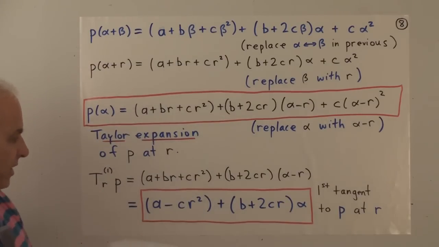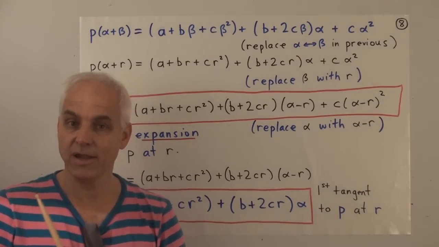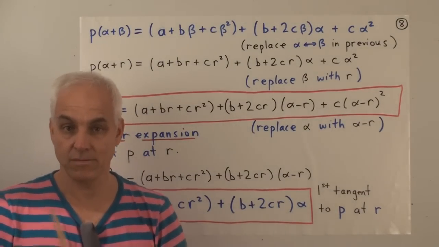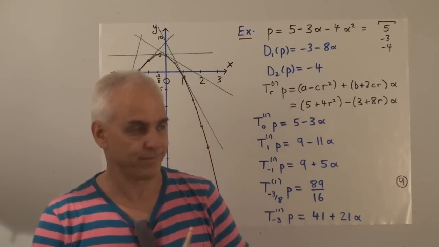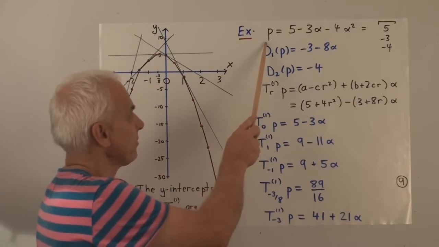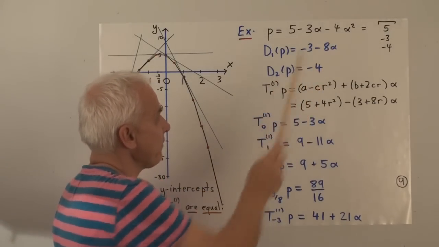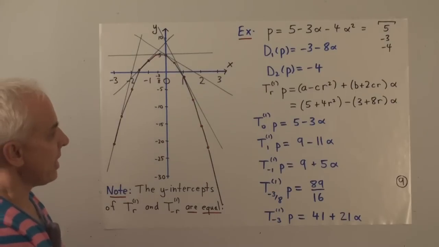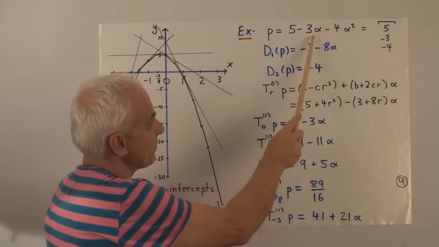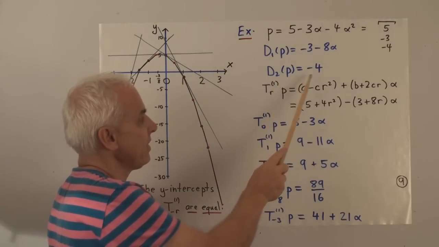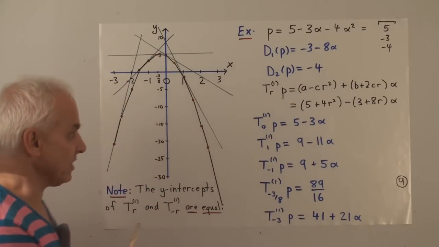It's a useful and an important formula because it tells us how to calculate quickly the tangent line to a parabola at any point. So let's look at an example. Here is a polynumber, a quadratic polynumber: 5 minus 3 alpha minus 4 alpha squared. I'm going to leave it to you to check that the first derivative is minus 3 minus 8 alpha, and the second subderivative is minus 4. This one is half of the second derivative. It's minus 4.